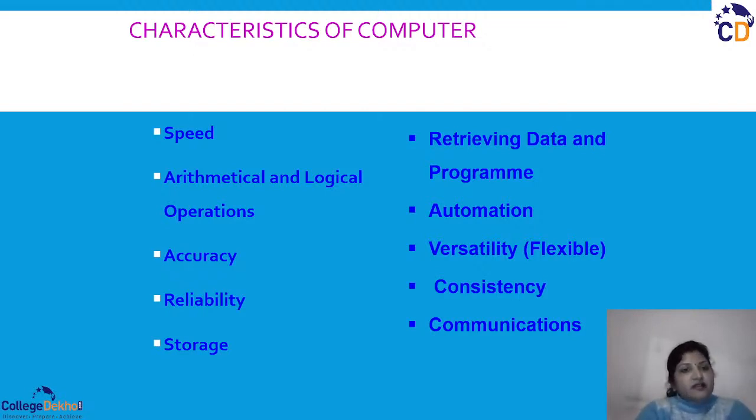The first characteristic is speed. The second characteristic is that it can perform arithmetical and logical operations. And of course, it is going to give accurate results, results that you may rely upon. And of course, it is meant for storage also.